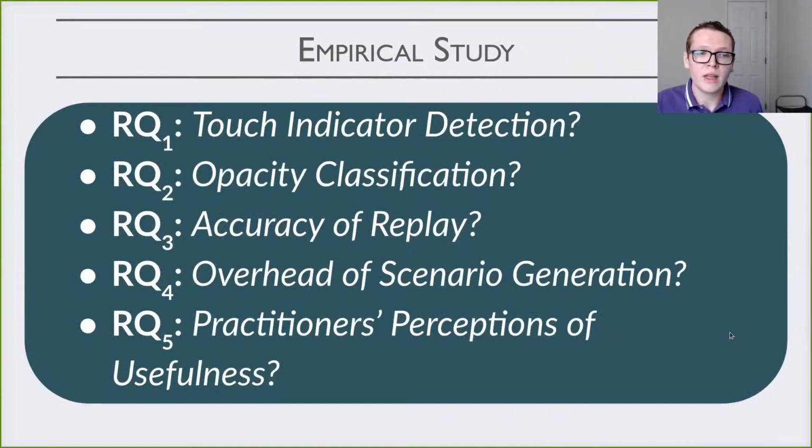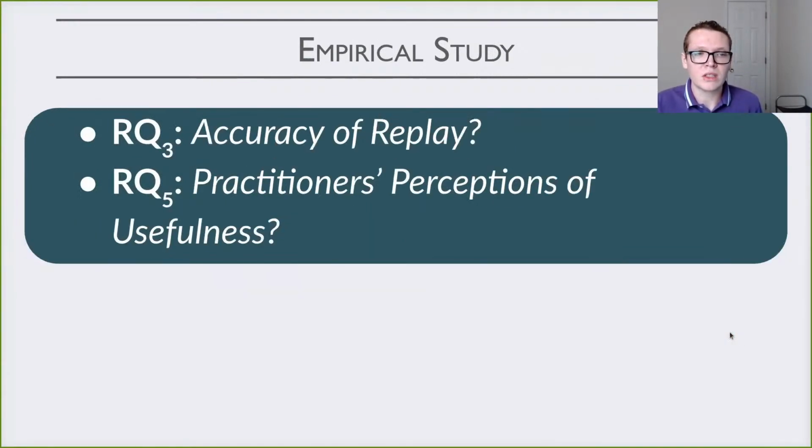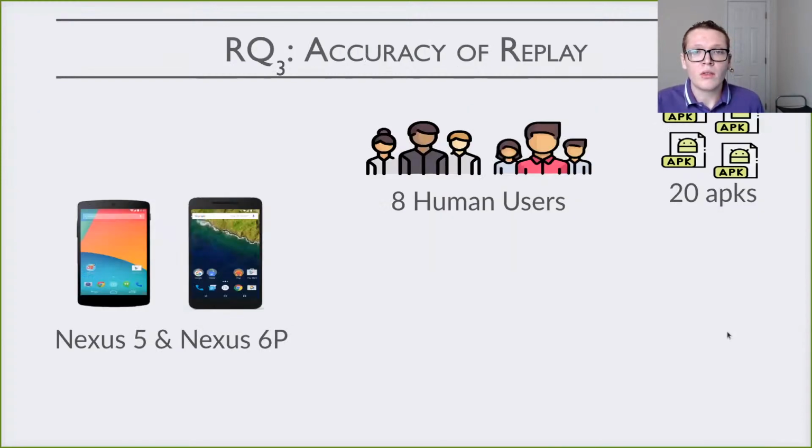To evaluate our approach, we had 5 main research questions, but I'm only going to be discussing 2 of them today. The first, we had 2 main user studies in order to determine the accuracy of the replays that V2S was able to generate. The first study had 8 participants from our college where we gave them 20 applications and asked them to either reproduce a real bug, a bug that we inserted, or to generate a natural scenario of the application. The second study used 3 of the authors where we selected 64 applications from the categories in Google Play.